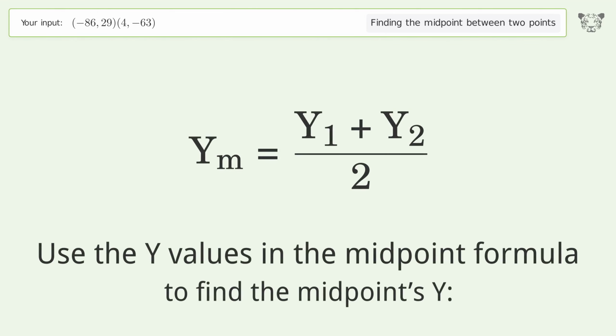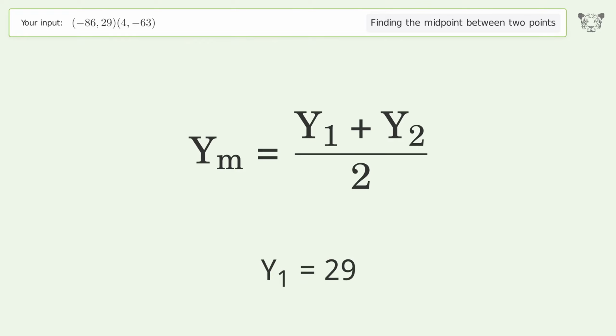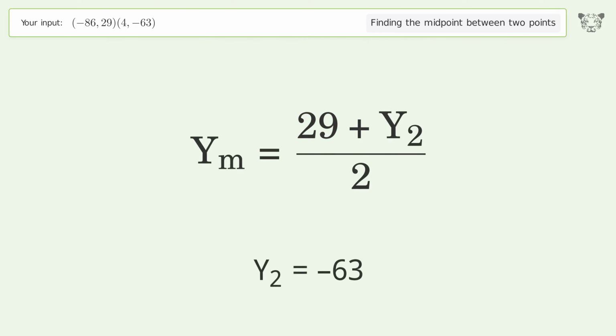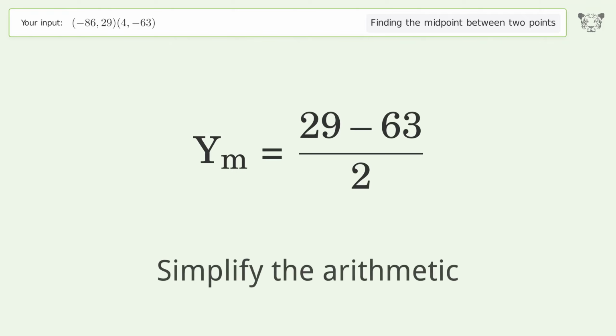Use the y values in the midpoint formula to find the midpoint's y. y1 equals 29. y2 equals -63. Simplify the arithmetic.